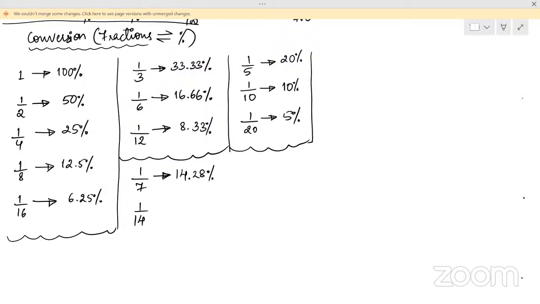Yes, sir. If you remember 1 by 7, 1 by 14 is not at all a difficult task to remember, because it is half of this: 7.14. Exactly. Easy? Yes, sir.